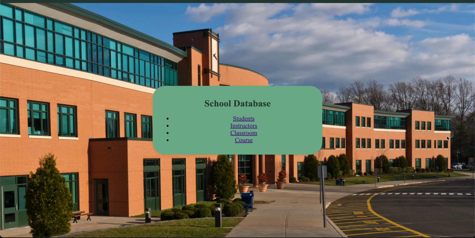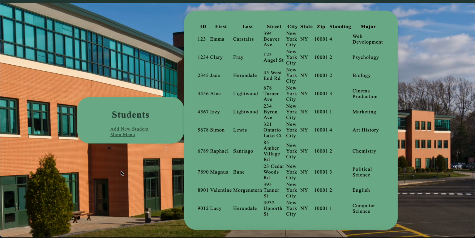Okay, here we have a school database where it has pages for students, instructors, classrooms, and course. We'll start off with the students page. The students page will basically just display all of the information that's in the students table. We have links to add a new student and to go back to the main page.